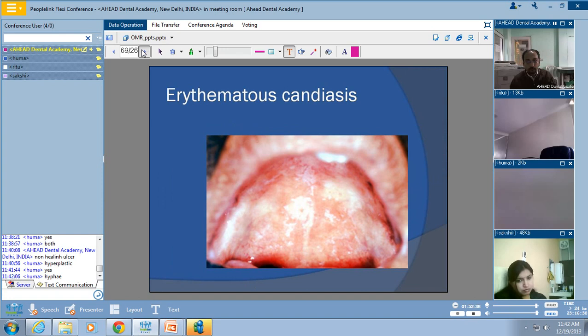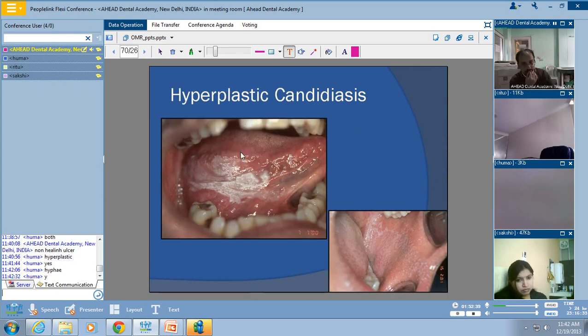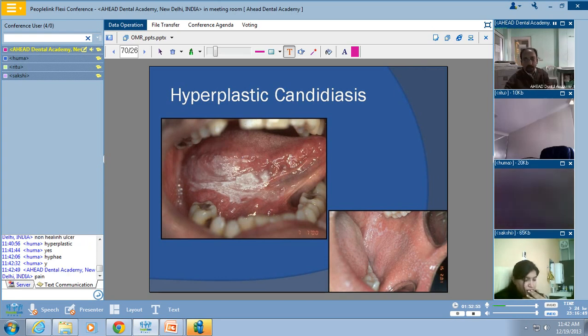Hyperplastic candidiasis. Now, Candida has just one oral manifestation and that is burning sensation. But hyperplastic candidiasis is perhaps the only condition that has pain as a clinical feature. All the other candidal infections, whether pseudomembranous, atrophic, or angular cheilitis, have just burning sensation. Hyperplastic candidiasis is non-scrapable, whereas pseudomembranous candidiasis is scrapable. Is it clear?